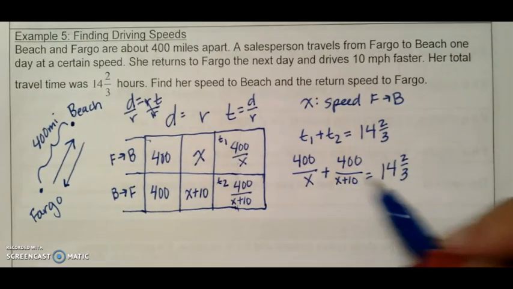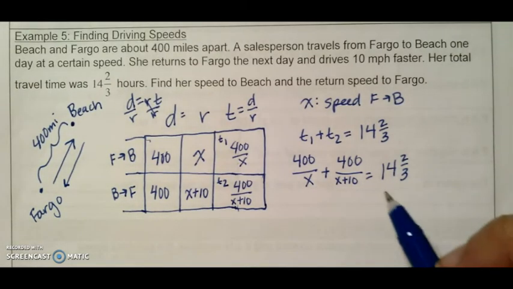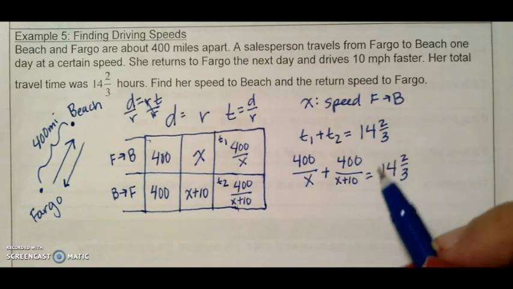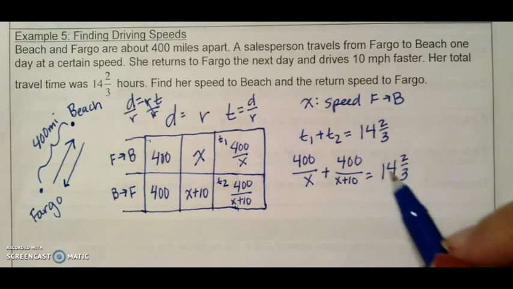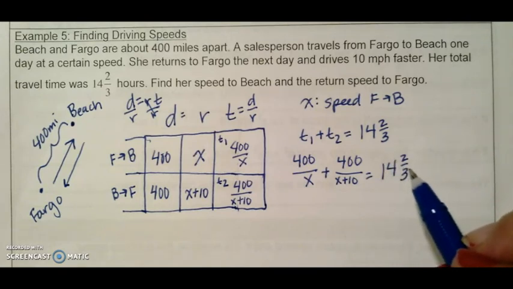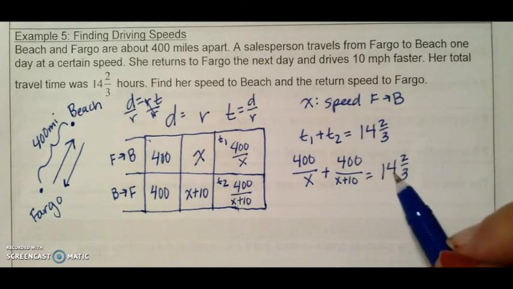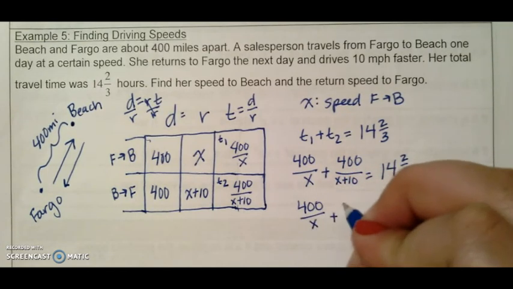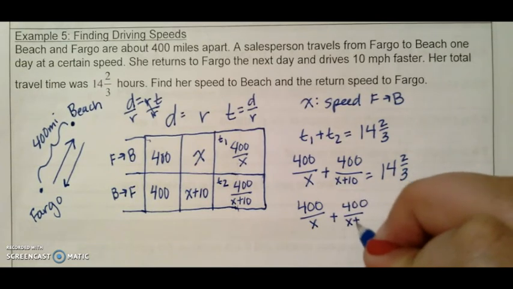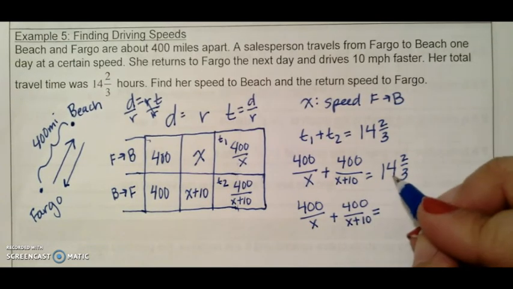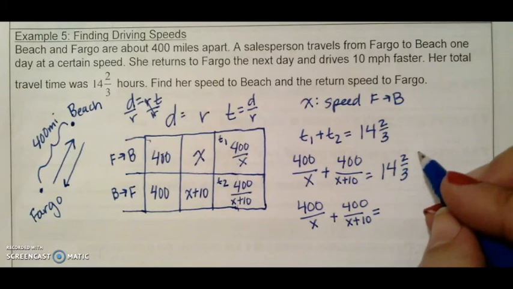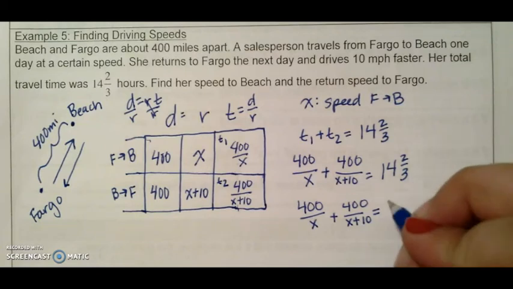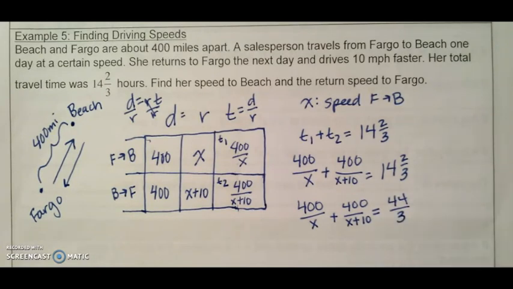Okay, now when I'm looking at these numbers, I notice 14 and 2/3 is a mixed number. It's kind of hard to do calculations with a mixed number because you have a whole part and a fraction part. So let's go ahead and change that into an improper fraction. The left side is not changing, but the right side, I'll do 14 times 3 plus 2, which I get 44/3.